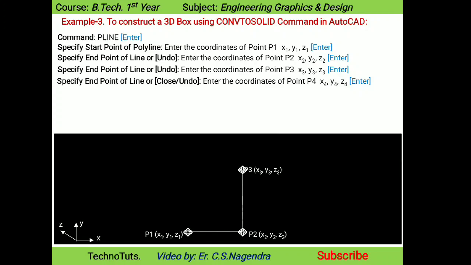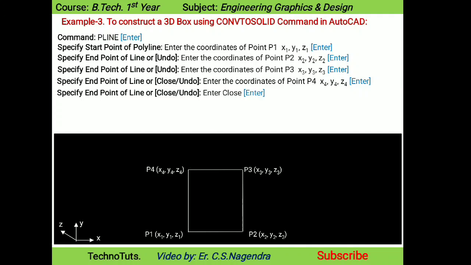You will see point P3 will be visible on the screen, thus constructing a line from point number P2 to point number P3. After the computer will ask you to specify the end point of the line. Type the coordinates of point number P4 having coordinates x4, y4, z4 and press enter key. You will see point P4 will be visible on the screen, constructing a line from point number P3 to point number P4. Now the computer will ask you to specify end point of the line. Type C or close and press enter key. You will see a rectangle gets constructed.